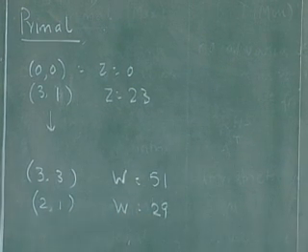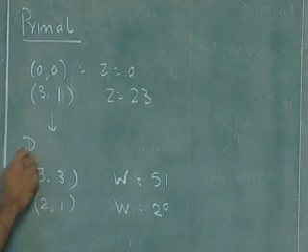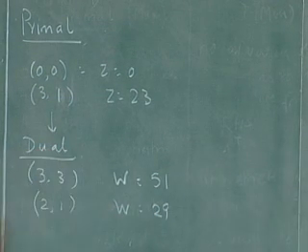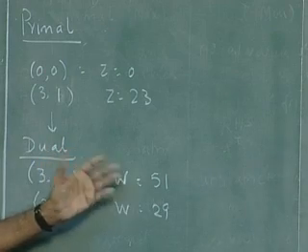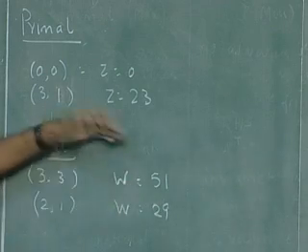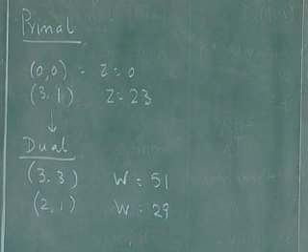So we could evaluate any number of feasible solutions to the primal and to the dual, and we can easily compute and show that, the primal being a maximization problem, every feasible solution to the minimization problem, the dual, will have an objective function value greater than that of every feasible solution to the primal.